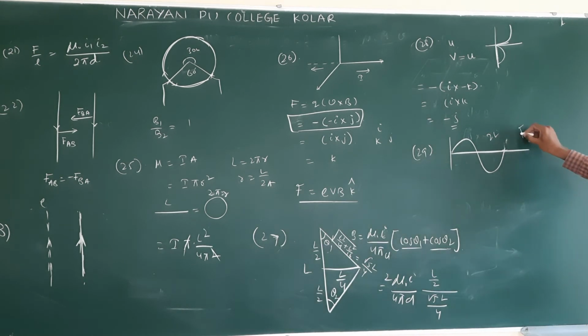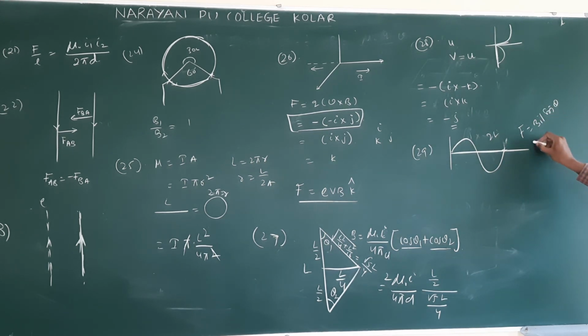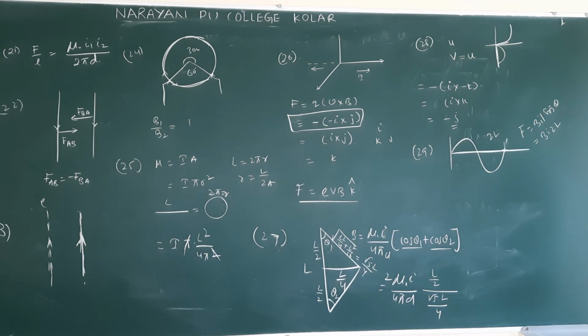Then the force formula, force is equal to BIL sin theta, the general formula. The vector formula is already given: IL cross B. Then what is the length here? 2L. So B I 2L. How is the magnetic field acting? Perpendicular, theta 90. So option 3 is correct.